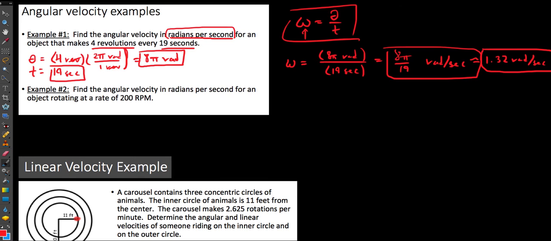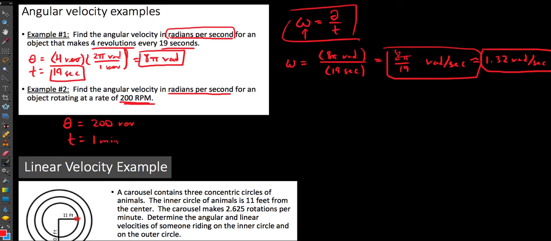It says find the angular velocity in radians per second, okay? For an object rotating at a rate of 200 RPM. Now, again, since we're finding angular velocity, I need theta and I need time, and we're going to write down both of these right here. But in terms of theta, this is really interesting. What this says is 200 RPM, which is telling us 2 bits of information. It's going 200 revolutions every 1 minute.